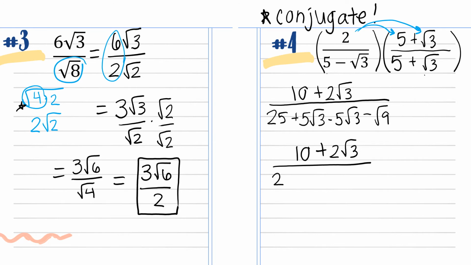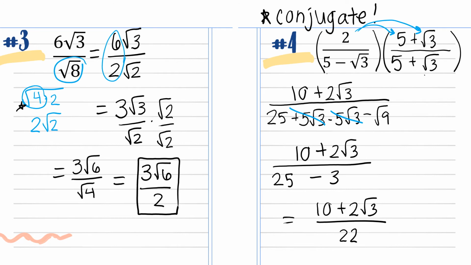Denominator, I'm going to leave my 25. But then I'll notice that I have a positive root 3 and a positive 5 root 3 and a negative 5 root 3. So that ends up equaling 0, so those are gone. And then the square root of 9 we know is just 3, so I can actually just write minus 3. And then finally, I now just have a regular subtraction problem in my denominator, so I can write my final answer here as 10 plus 2 root 3 over 25 minus 3 is just 22.